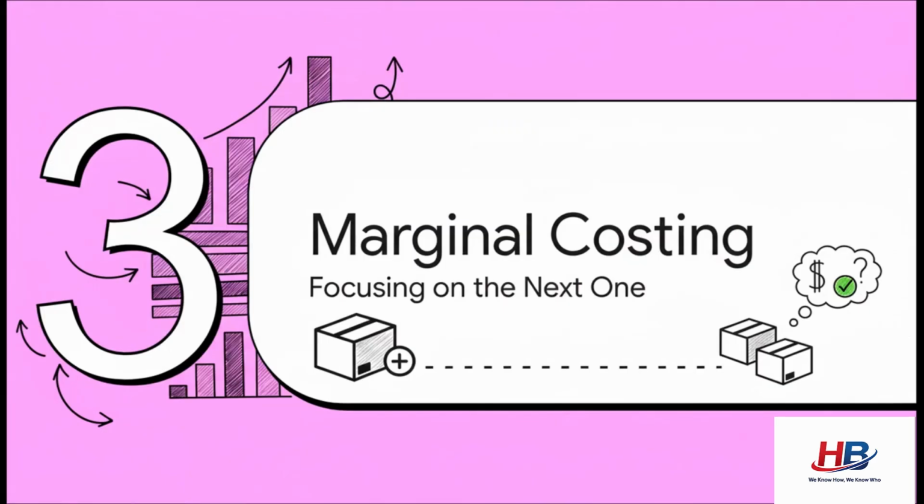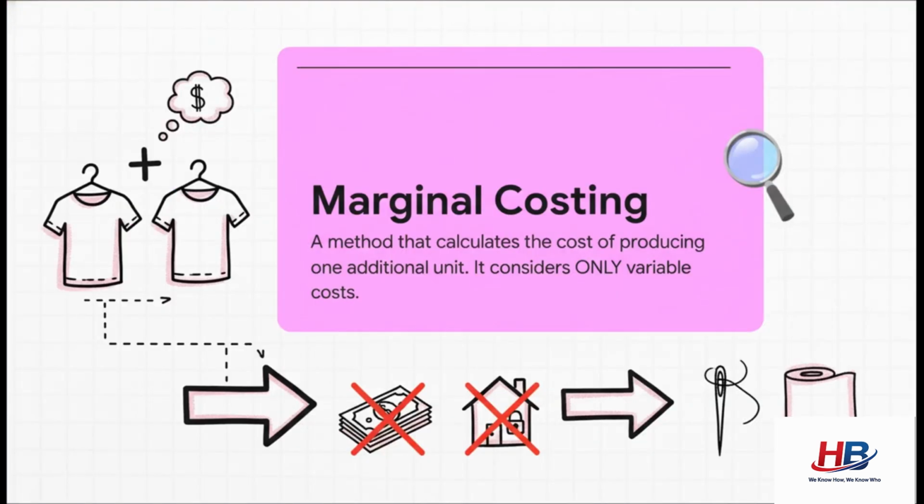Okay, so now that we've got our two buckets for costs, let's look at the first cool thing we can do with this knowledge. It's a method called marginal costing, and its whole philosophy is about focusing on the cost of making just the next one. Marginal costing asks a really specific question. It asks, what will it cost me to produce just one more widget, one more t-shirt? And to get that answer, it does something radical. It completely ignores all your fixed costs. The thinking is, hey, your rent is already paid. It's a sunk cost. So the only new cost for making one extra shirt is that direct variable cost.